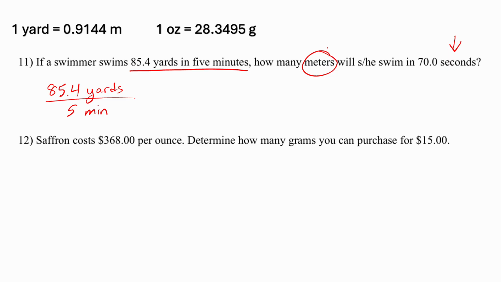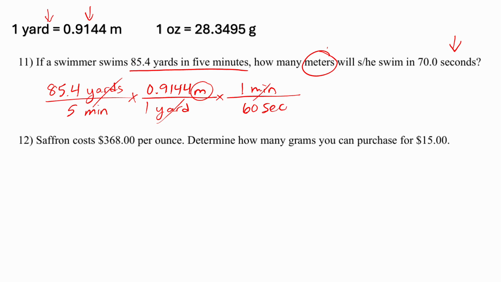So first, let's convert our yards to meters. We know in 1 yard, it is equal to 0.9144 meters. From this, our yards cancel out. We're left with meters, which we want. And then we need to convert minutes to seconds. I know in 1 minute, I have 60 seconds, so my minutes are canceled out. And now I don't want to know minutes for every 1 second. I want to know minutes for every 70 seconds. So I'm going to multiply this by 70 seconds because that is what it told me in my problem.